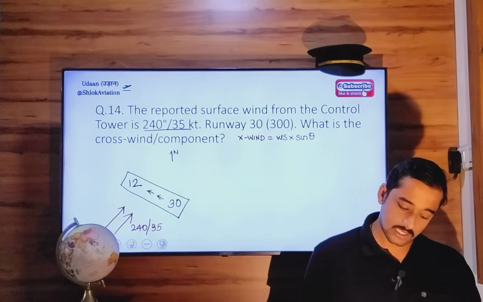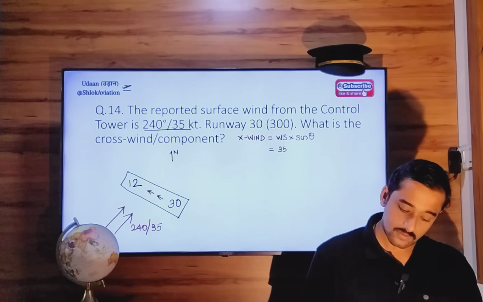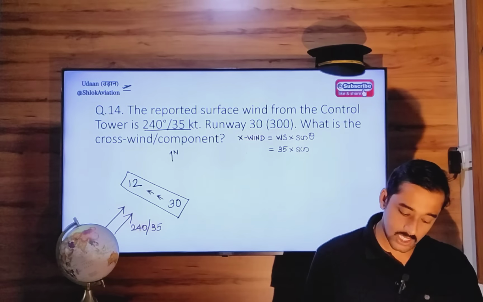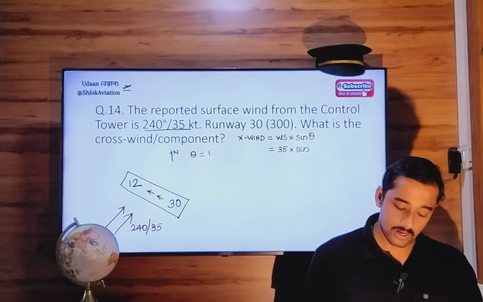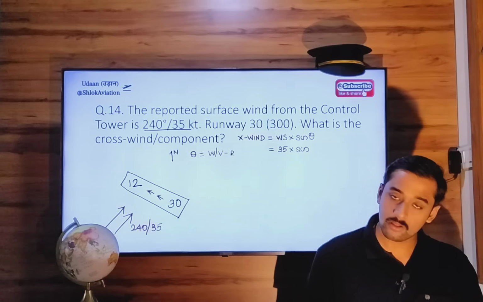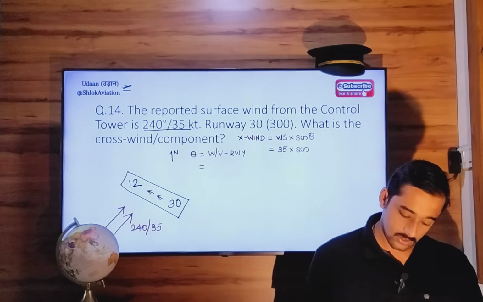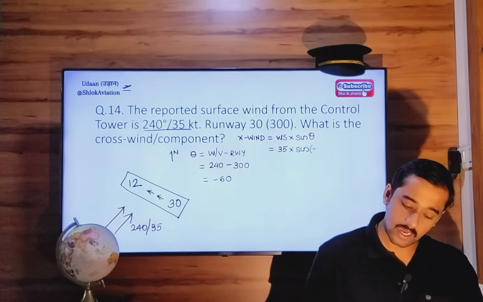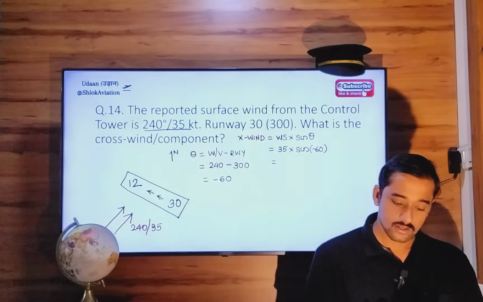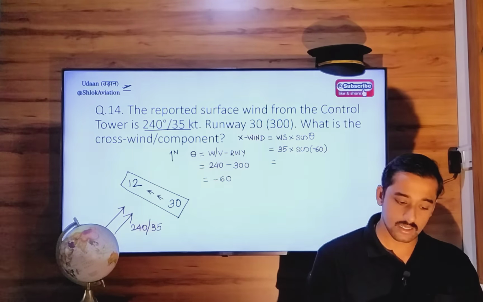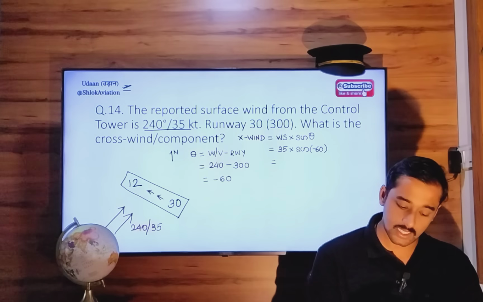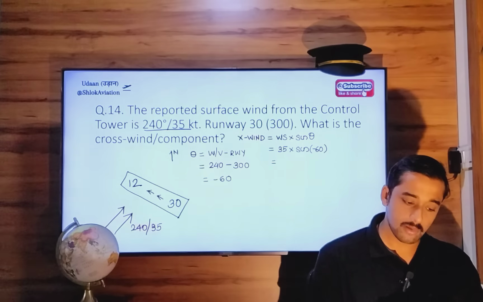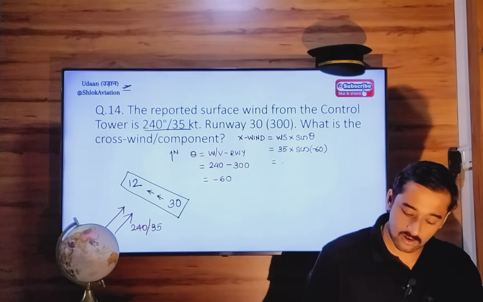So wind speed is 35 knots. Sine theta. What is theta? Theta is equal to your wind direction minus your runway direction. So that is 240 minus 300, minus 60. So sine of minus 60 is the value that you get in your calculator. Multiply that by 35, you get an answer of minus 30 knots.